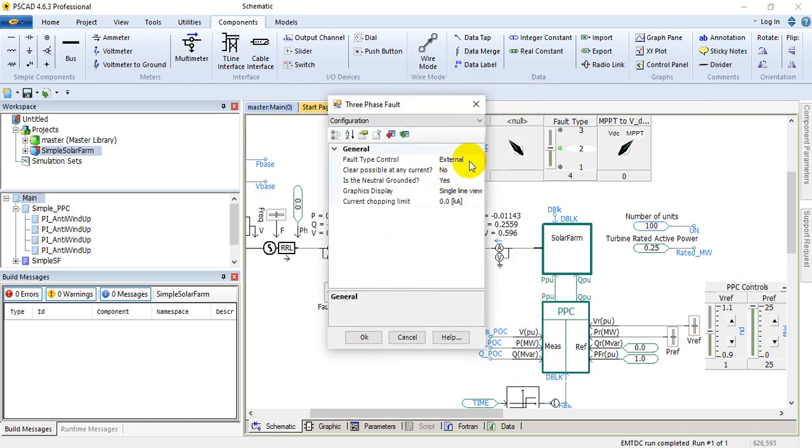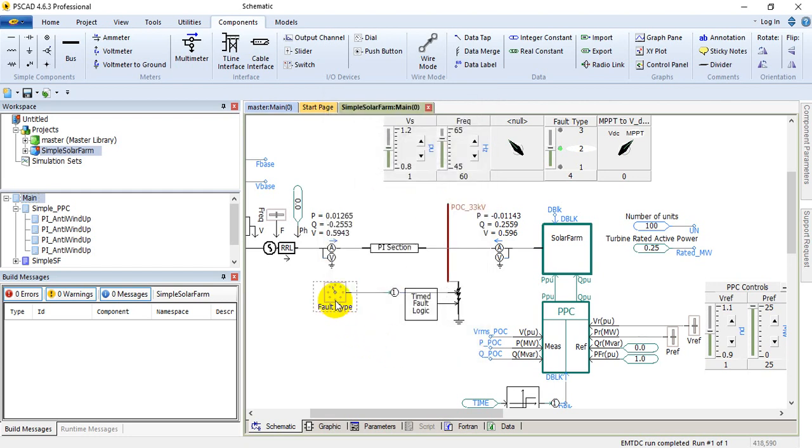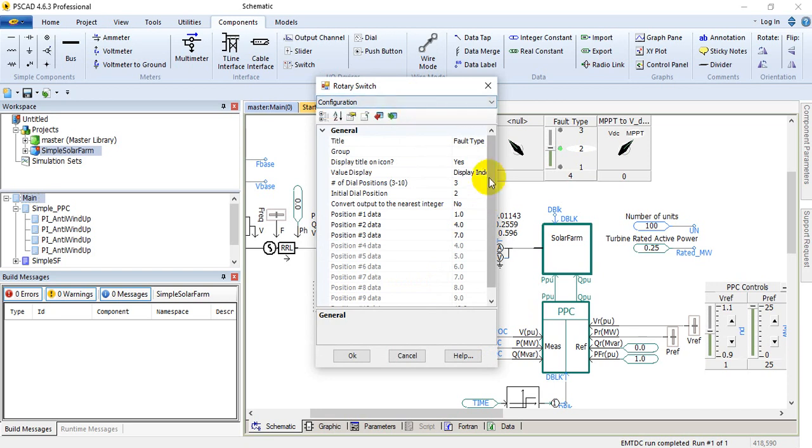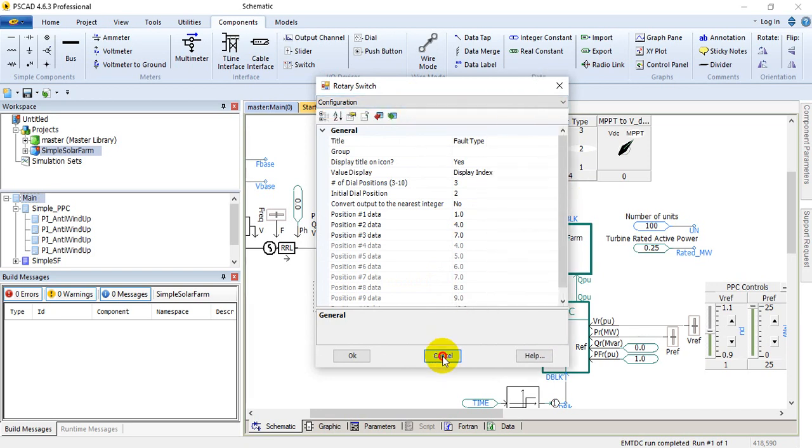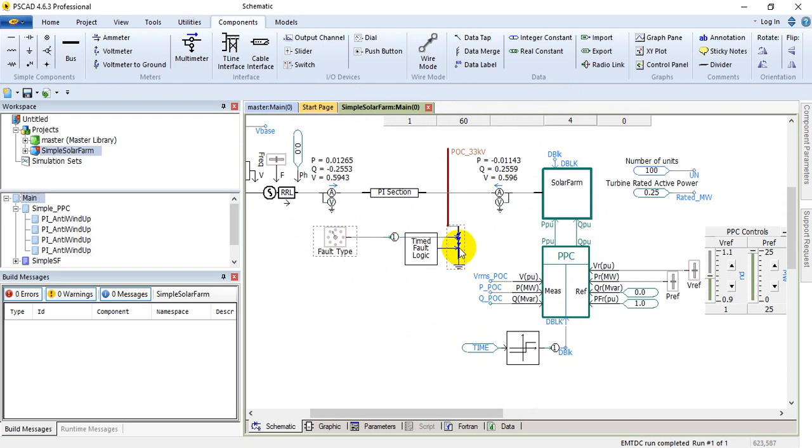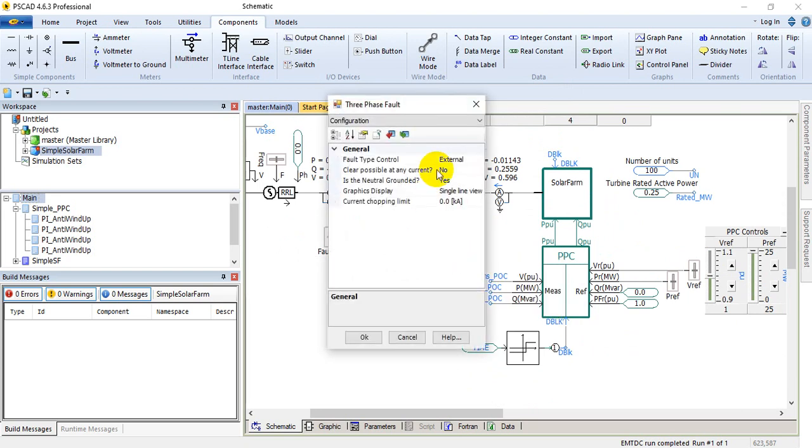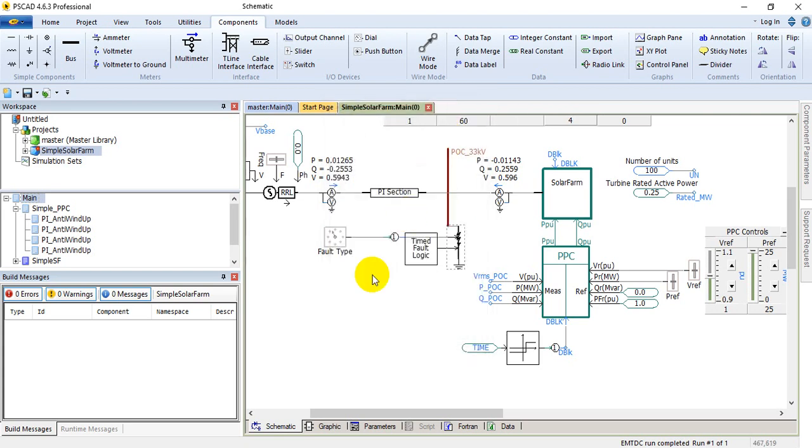Here in the fault type, you have added the control through an external block. When you click this fault logic, you are applying the fault for 5 seconds, and this is the duration of the fault. You can change this fault time and fault cycle, and apply the fault situation. Because these components are not internal, in the configuration we have added only the external block.